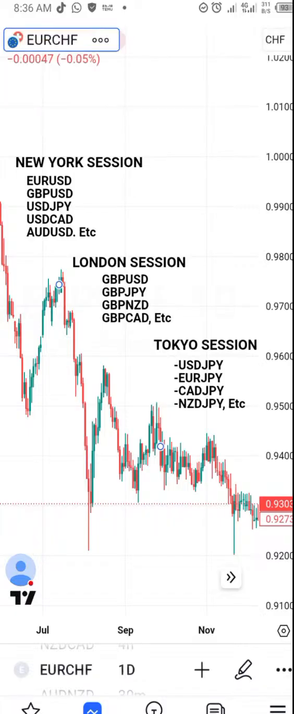So we have the New York. New York opens by 2 p.m. Nigerian time and runs till 10:30, depending on your time zone and the broker. Now, the currencies you want to trade during this time are USD pairs, which include Euro USD, GBP USD, USD JPY, USD CAD, AUD USD. So these are the pairs you want to trade during the USD New York session, right?